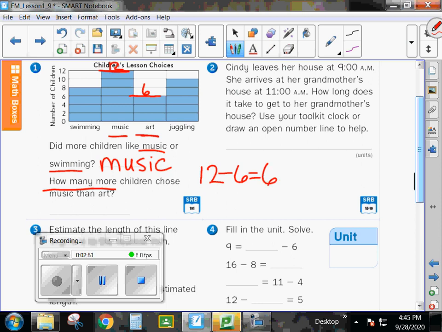Or I can look at it this way. I can look at those two bars and I can count the spaces that aren't shaded in for music, and so I can tell that 2, 4, 6 more kids like music than art. I can count those spaces that aren't shaded in to find the difference. Okay, so how many more children chose music than art? Your answer is 6.